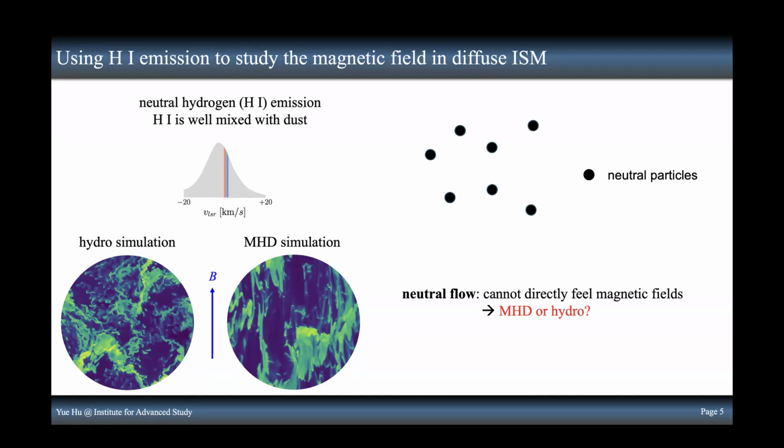Another question you might have in mind is that HI, neutral hydrogen gas, is a neutral flow. Neutral flow means it cannot directly feel the magnetic field. So why are we saying it's regulated by MHD properties rather than hydrodynamic properties? To answer this question, yes, in astrophysics and in the ISM, we have neutral particles, neutral gas, neutral flows. But we also have ionized flow. Ionized flow can directly feel the magnetic field, and of course, the behavior of ionized flow is MHD.